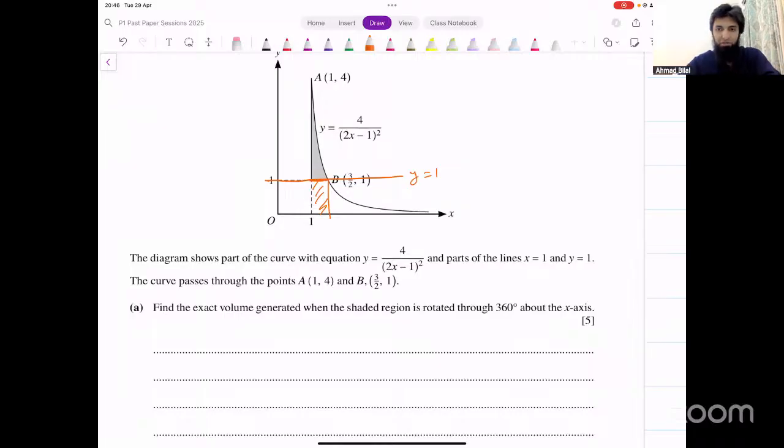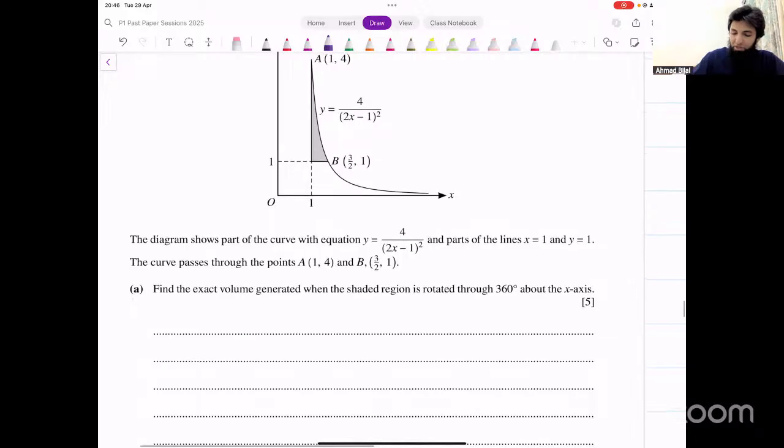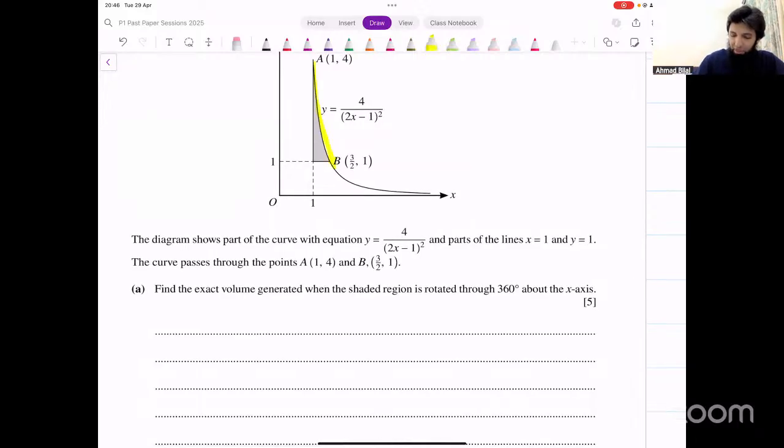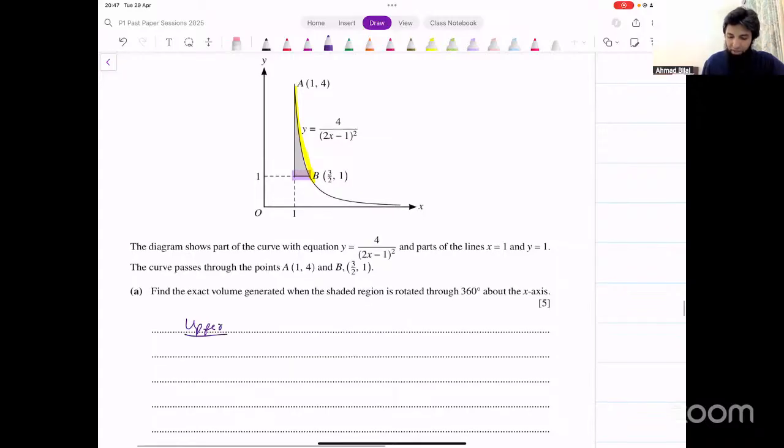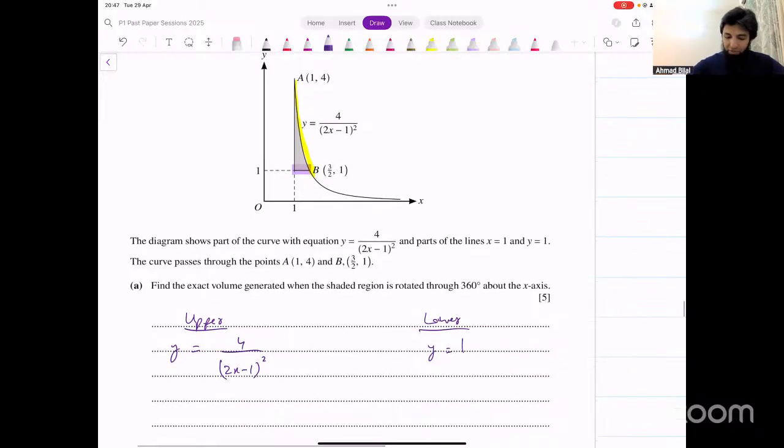So we've got 2 functions. We will find the volume of revolution from one of them, and subtract from that the volume of revolution for the other one. What are the 2 functions? The upper function in that shaded part is the curve, and the lower function is this horizontal line. Let's write that down. The upper function is y equals 4 over (2x minus 1) whole squared, and the lower function is y equals 1. Limits are from 1 to 3 over 2, we can say 1 to 1.5.